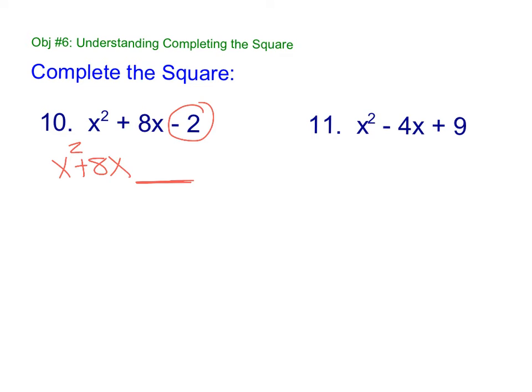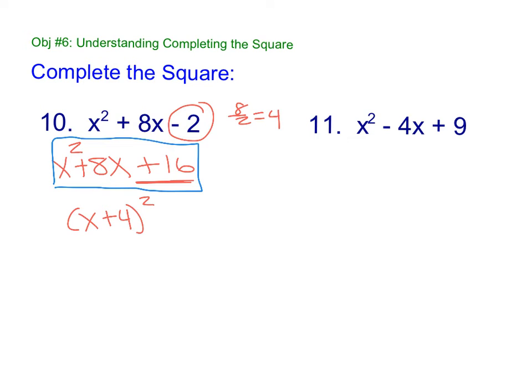Well, remember from before, we divide by 2. 8 divided by 2 is 4, and then we square it. So we want it to be 16. Because if it's 16, then we have (x + 4) quantity squared, right? Here's the problem. Can we just magically put 16 into that problem? No. So here's what we're going to do. We're going to also subtract 16 because plus 16 minus 16 is 0. And then we can't just ignore that negative 2. So I'm going to bring that negative 2 down.